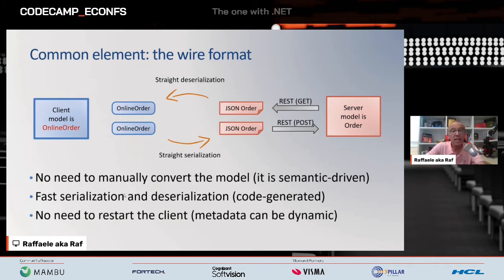You have a fast serialization and deserialization because my proof of concept directly code-generated the code to make this transformation. And it's a standard JSON serializer, so it's System.Text.Json. It's not my own serialization. It's just a JSON converter that generates the code. And therefore, there is no need to restart the client, because if you have new metadata, we can regenerate the mappings and we can regenerate the conversion, and you are done.